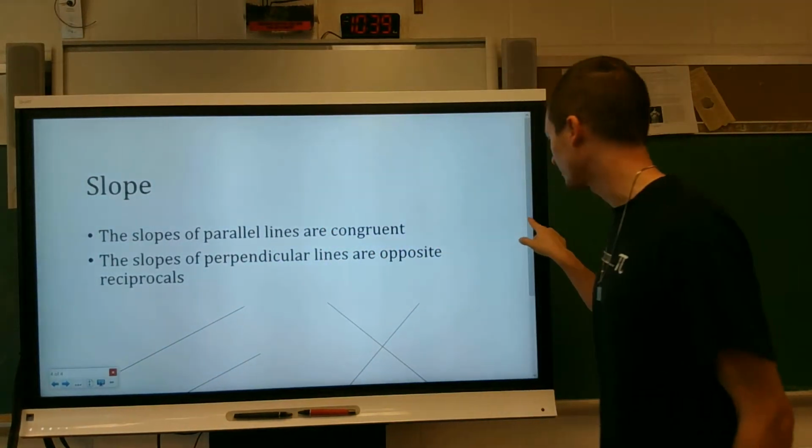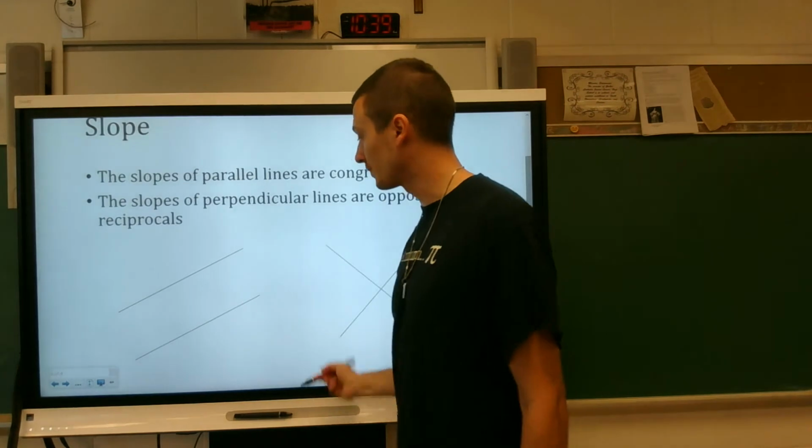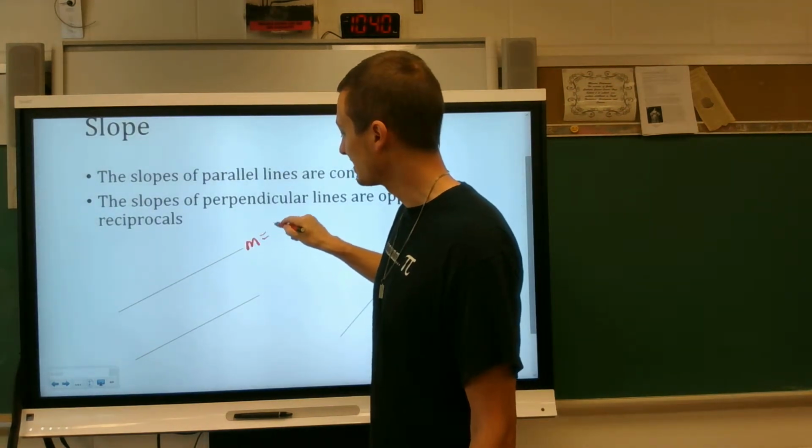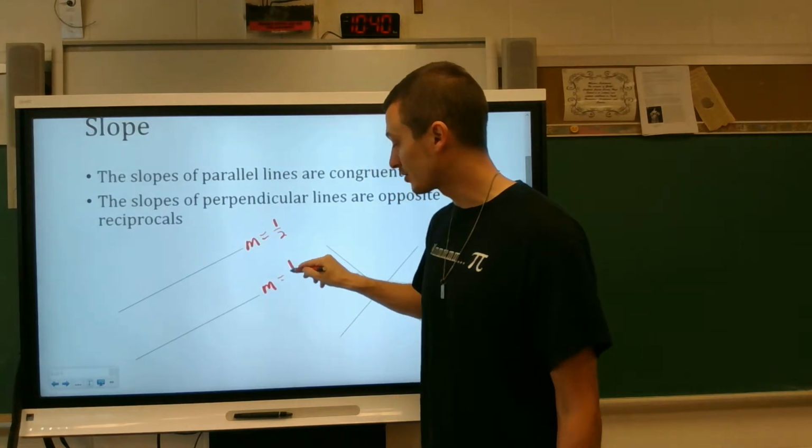Slope. Oh yeah, we have this other thing. So slope. The slopes of parallel lines are congruent. So if the slope of this line is a half, and if these lines are parallel, then the slope of this line is also a half.